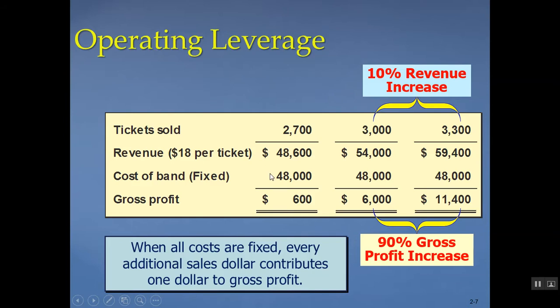So here, all of the costs are fixed. When you have a small change in your revenue, this is a 10% increase, 3,000 to 3,300, it's actually going to result in an extremely high percentage change in your gross profit. So your gross profit increased by 90%. When all the costs are fixed, every additional dollar of sales contributes $1 of gross profit.